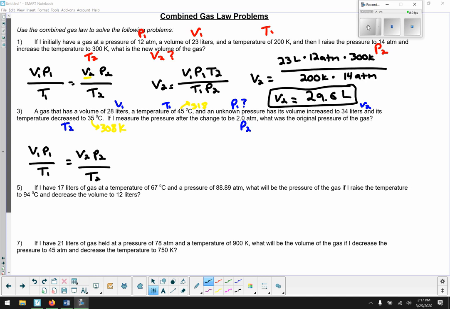So in this case, I'm looking for P1. Yeah, it's a little weird that I'm looking for something that I labeled with a 1 subscript, but it really doesn't matter mathematically. It's inconsequential. So we're dealing with everything changing, so we use the combined gas law.